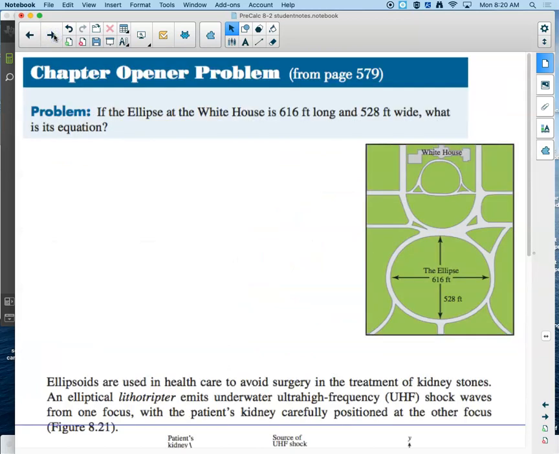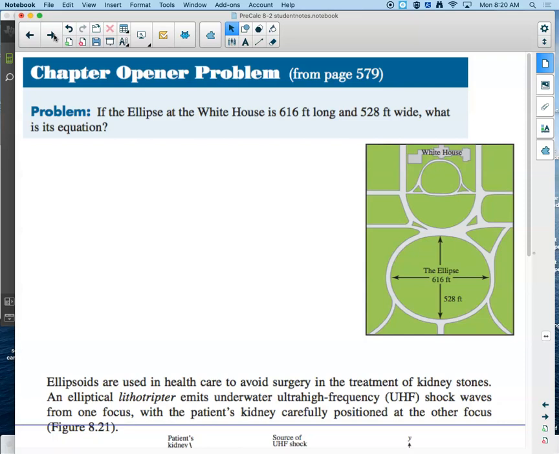All right, so if the ellipse at the White House, which by the way is not inside, so it's not for spying, it's outside. So if the ellipse at the White House is 616 feet long and 528 feet wide, what is its equation? So the first thing I would want to see is, well, is it supposed to be horizontal? Is it supposed to be vertical? What's going on? And I see that the 616, the bigger number, is horizontal.